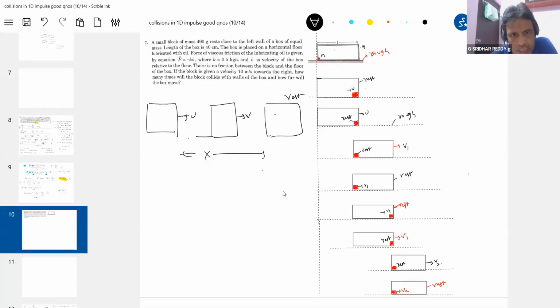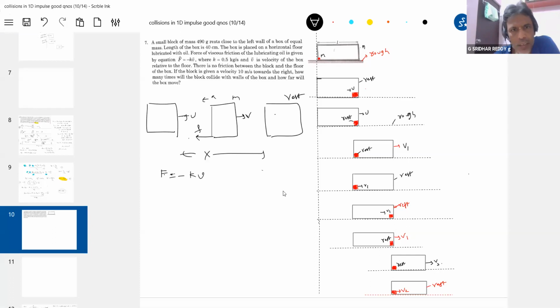So when it is moving in between, tell me what actually happens. A viscous drag will act here, and that viscous drag will be opposite to the velocity. Does it act continuously? No. Only when the box is moving, the viscous drag will be acting here. So directly I'll write the equation F is equal to minus kV.